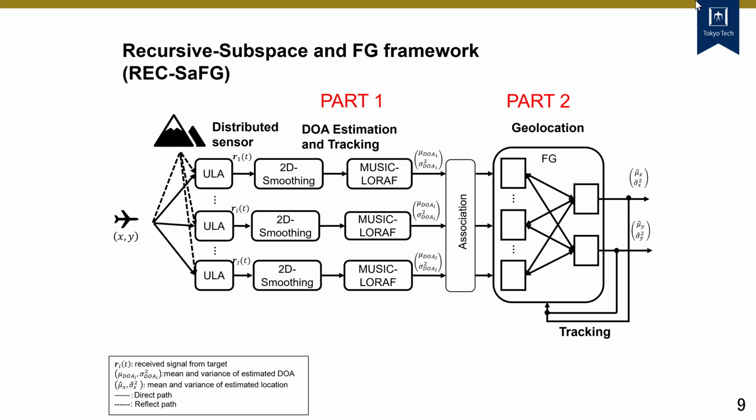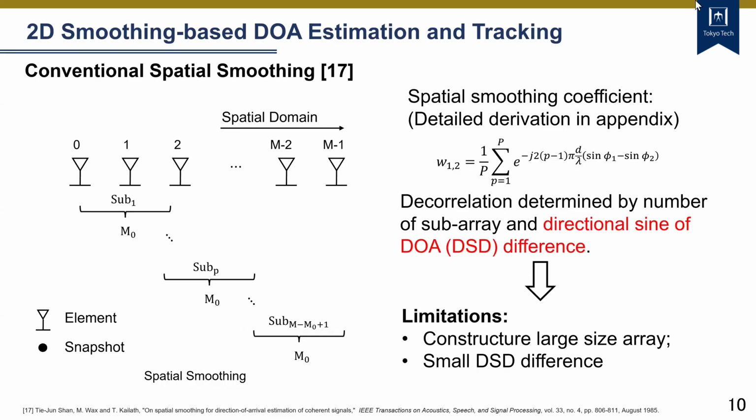So to solve these two challenges, we propose the recursive subspace and backgraph framework. The whole framework includes two parts. One is for the DOA estimation and tracking. And the second part is that we use the estimated angle information to estimate the target position and track it. So first, I'm going to introduce part one.